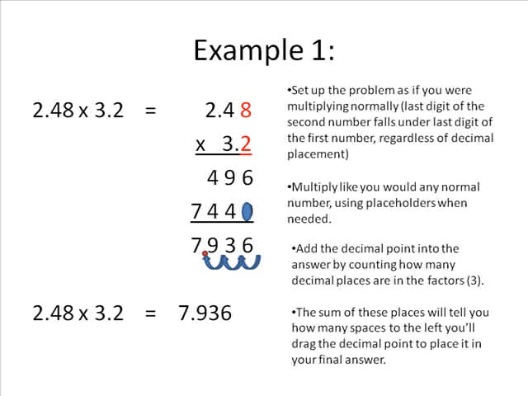Then I'm going to count how many digits are to the right of my decimal points in my two factors. I have 1, 2, 3 places to the right of my decimal point in the two numbers that I'm trying to multiply. Therefore, in my final product, I need to drag my decimal point from the right to the left 1, 2, 3 spots in my final answer. Therefore, for my product of 2 and 48/100ths times 3 and 2/10ths, I find that 7 and 936 thousandths would be my answer.